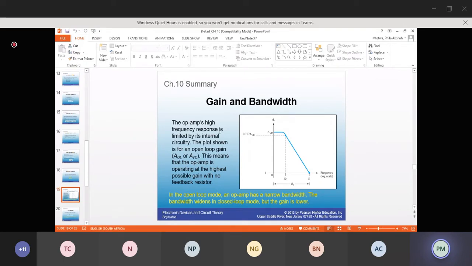So the op-amp has a high frequency response. The op-amp's high frequency response is limited by its internal circuitry. The plot shown is for an open loop gain. This means that the op-amp is operating at its highest possible gain with no feedback resistor. So it's good to know that the operational amplifier has a very high bandwidth.